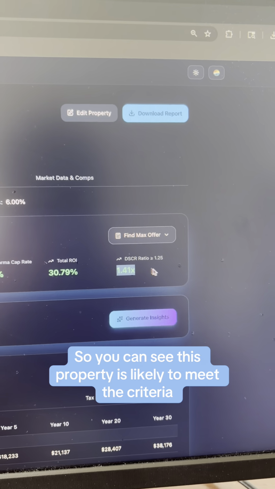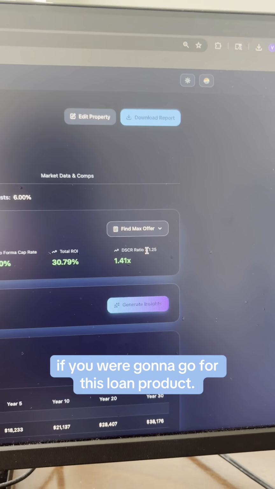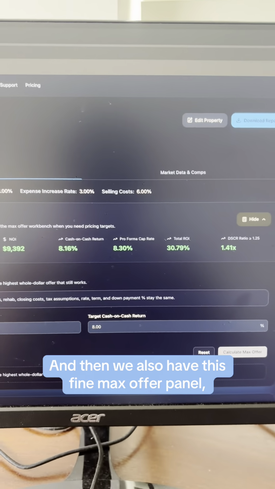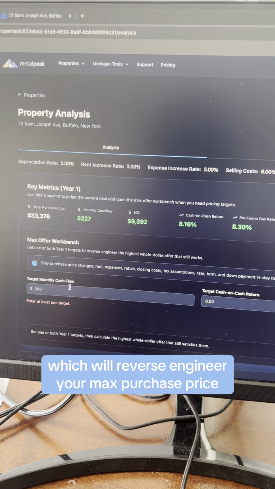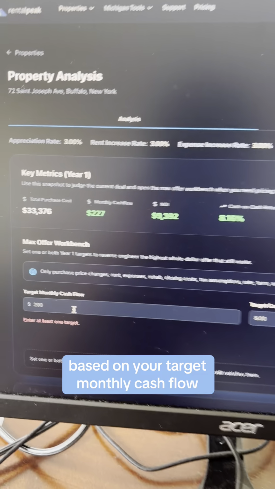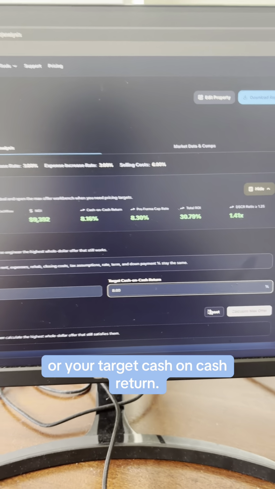So you can see this property is likely to meet the criteria if you were going to go for this loan product. And then we also have this Find Max Offer panel, which will reverse engineer your max purchase price based on your target monthly cash flow or your target cash on cash return.